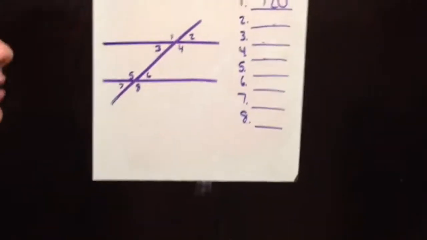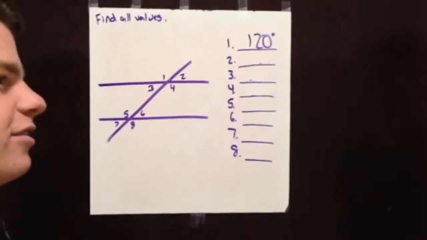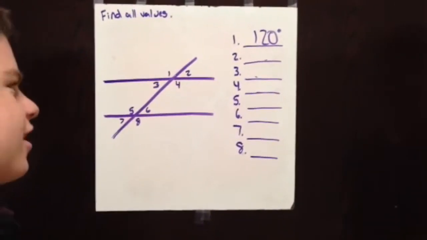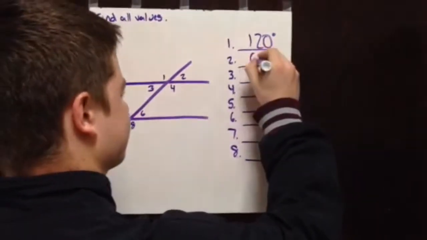Angle 1 and angle 2. That is a supplementary angle. And what does that mean? That both angles will add up to equal 180 degrees. Correct. So what is 180 minus 120? 60. Exactly. Resulting in number 2 being 60 degrees in measurement.